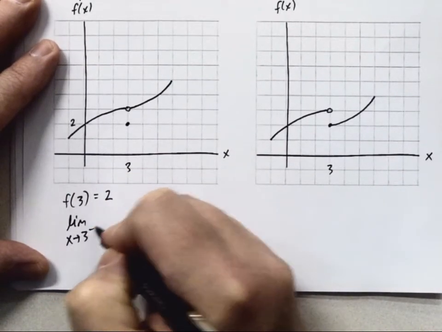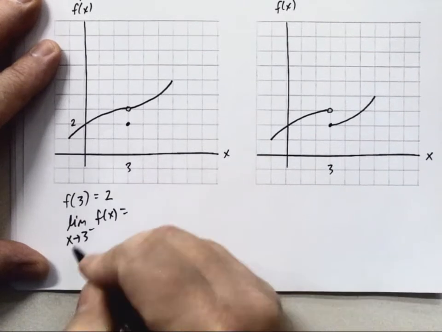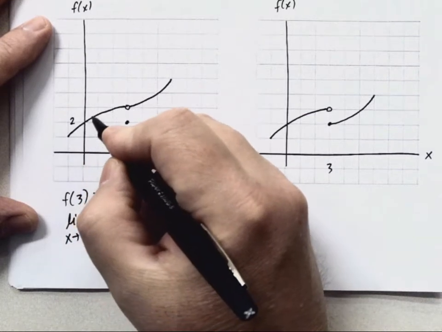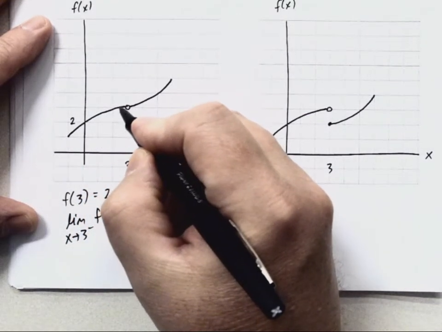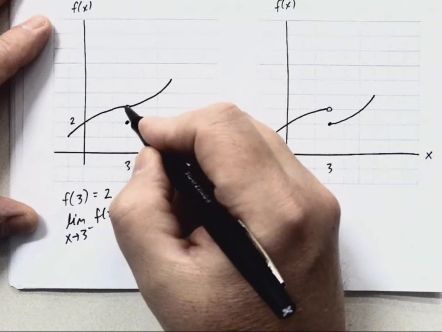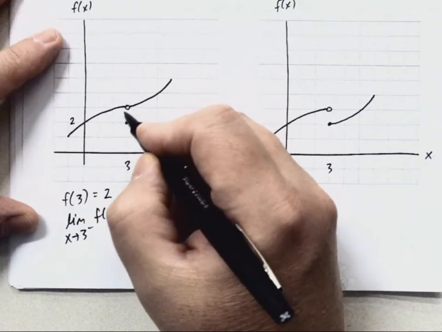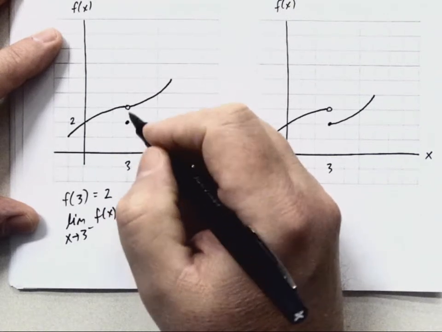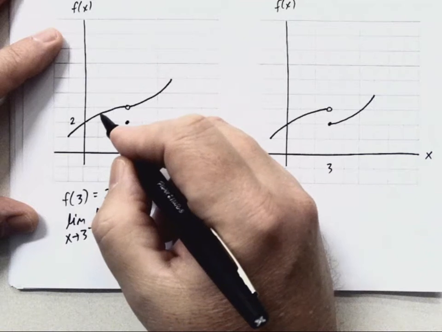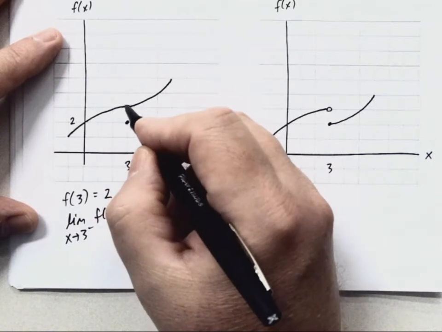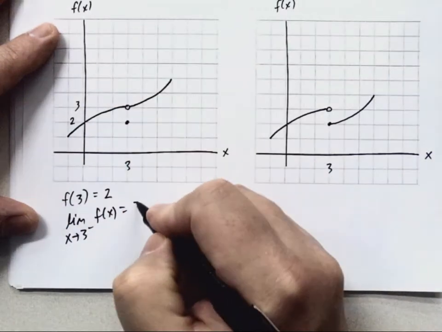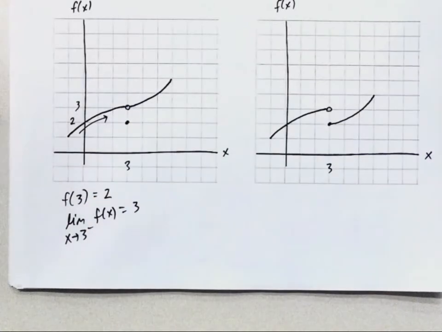Well, how about the limit? From the low side as x approaches 3, once again, we're moving to the right. We're getting closer and closer to where x is equal to 3. Once again, I don't really care what happens when x is exactly 3. What I care about is what is my function approaching as I get close to 3. And once again, when you come from the low side, the function is approaching 3.